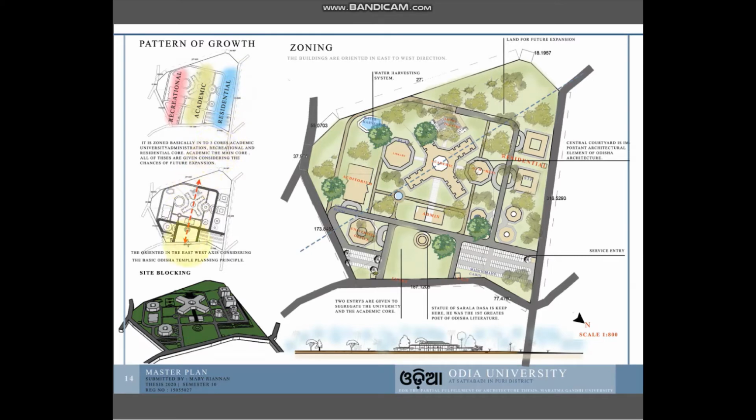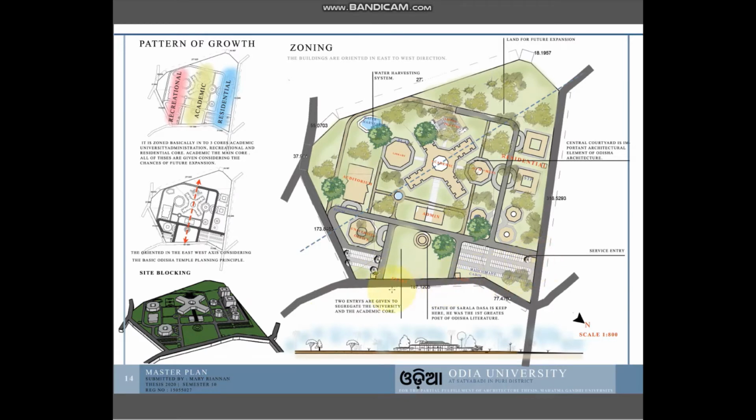The second image shows the main axis of the master plan, which is in the east-west direction considering the Odisha temple planning principle. The third image is a 3D blocking of the master plan. Moving on to the master plan. There are 3 main entries to the site.